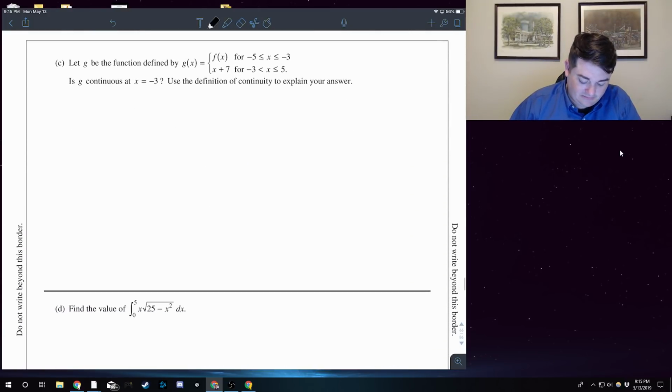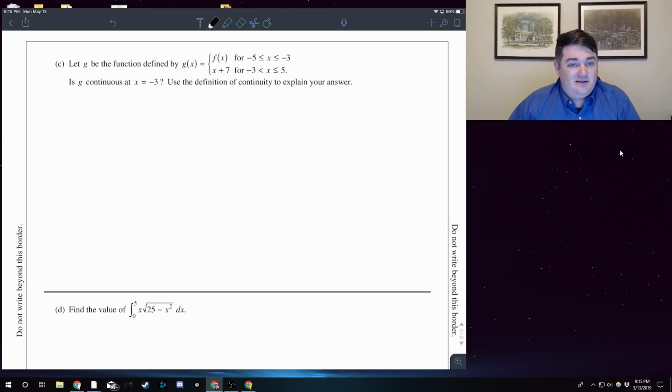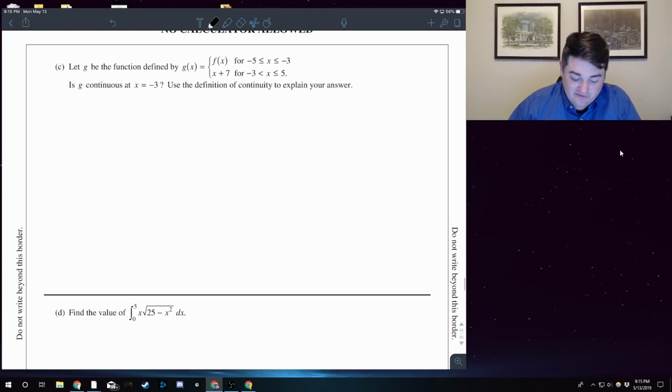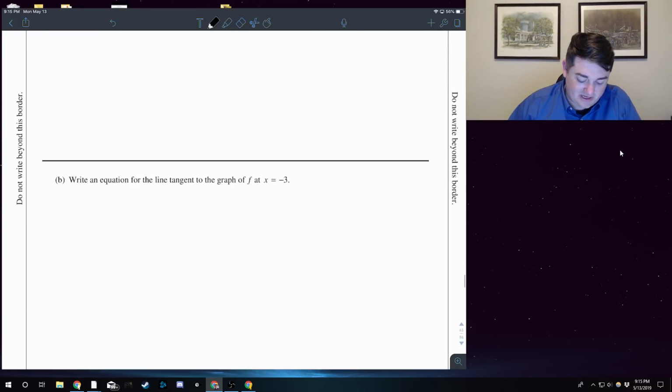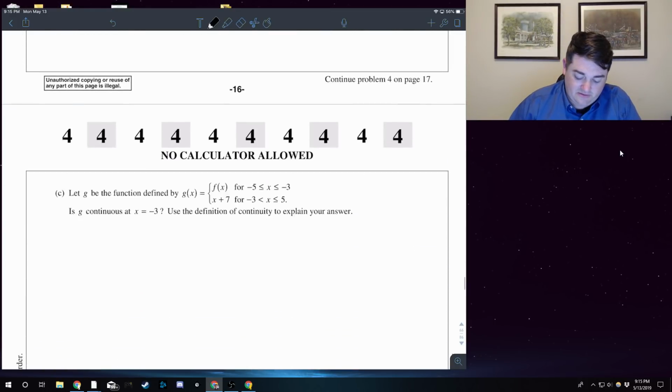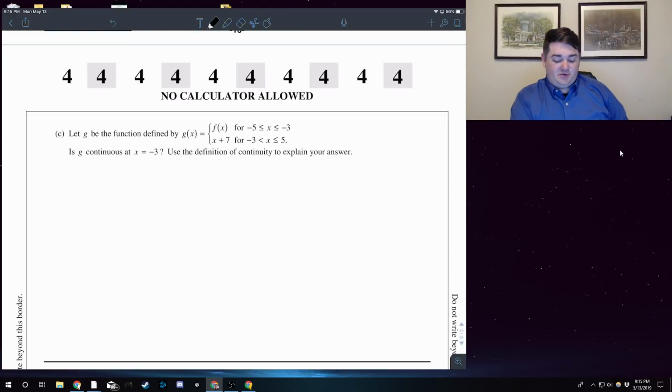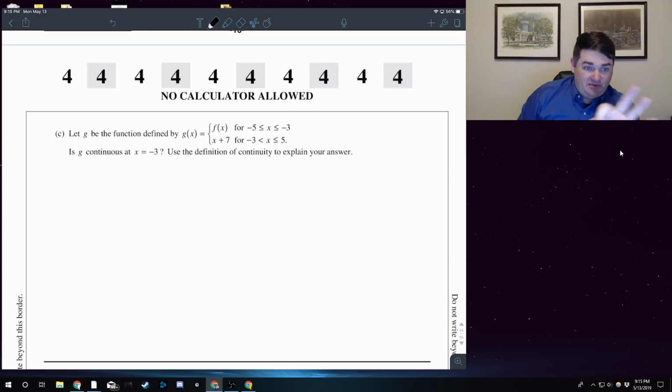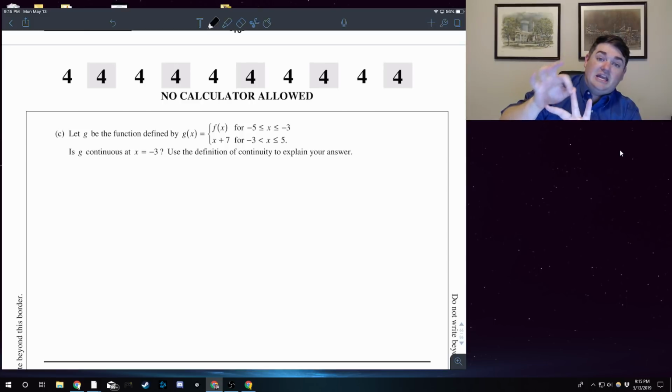Oh, baby, that's a piecewise function. That's your favorite right there. Let g be the function defined by g of x equals f of x, that's this guy up here, from negative 5 to negative 3, and then x plus 7 from negative 3 to 5. They want to know, is it continuous? All right, formula chart. If you're in my class, what's the definition of continuity? Got to hit 3 things. They're using negative 3, so we're going to say f of negative 3 exists, the limit as x approaches negative 3 exists, and they are equal to each other.